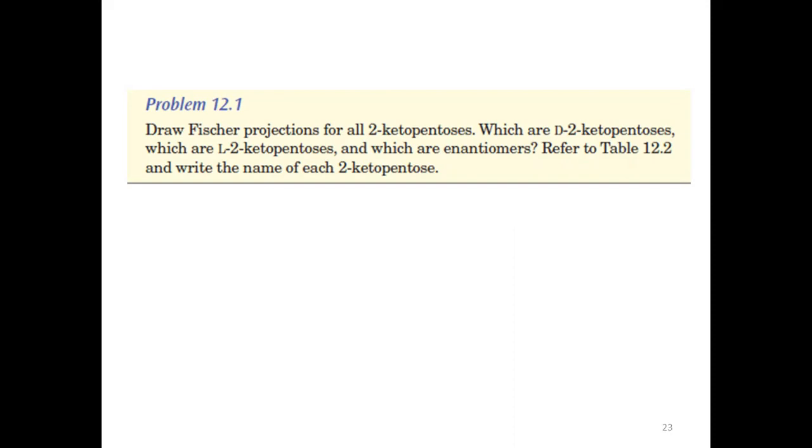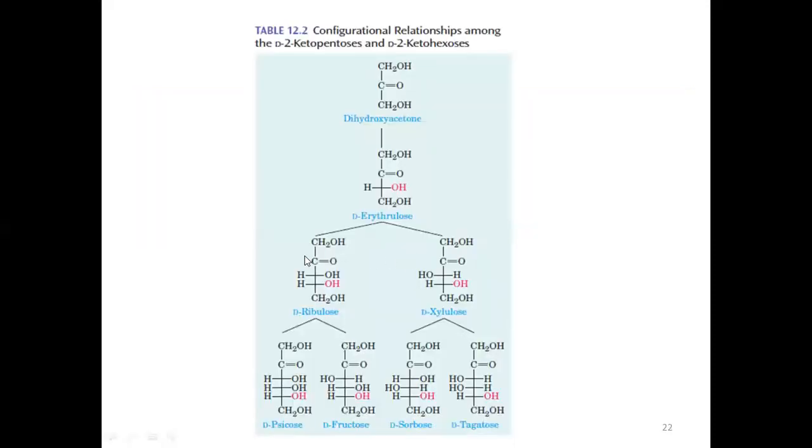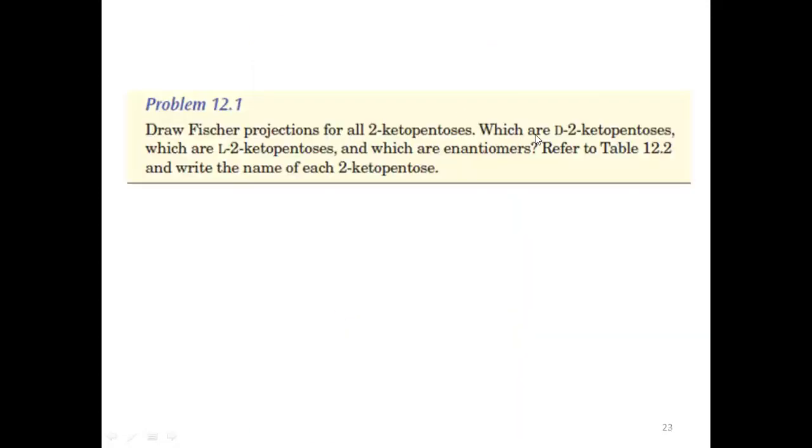So let's see. Draw Fischer projections for all 2-ketopentoses. So what are pentoses? You have 1, 2, 3, 4, 5. So you have 1, 2, 3, 1, 2, 3, 4. This is our pentose. Okay, so we draw all the 2-ketopentoses. Draw Fischer projections for all 2-ketopentoses, which are D-2-ketopentoses, which are L-2-ketopentoses, and which are enantiomers.